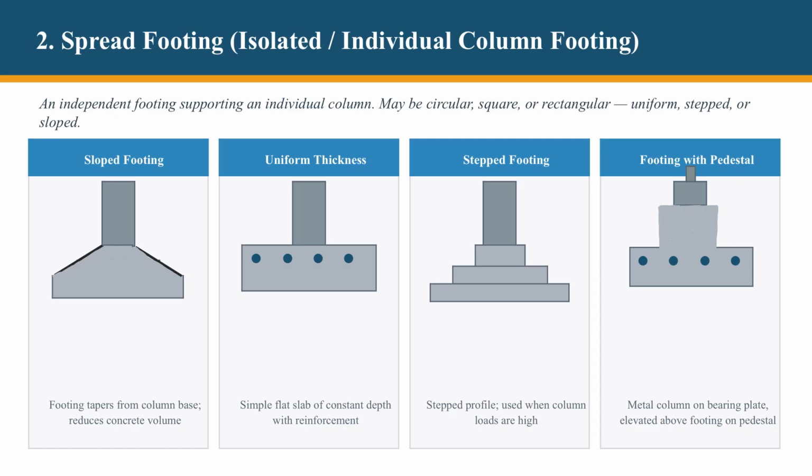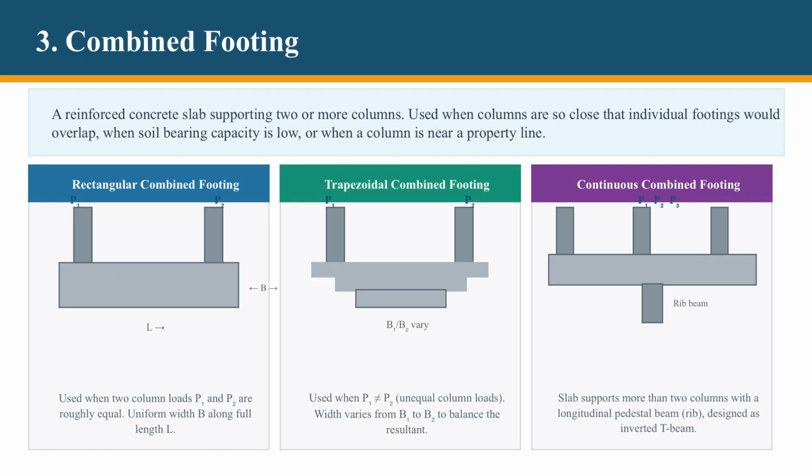Now let us move ahead to the third type of footing. Here, the third type of footing is the combined footing. What is this? When two or more columns are present close to each other and a common concrete slab is provided to support their weight and transfer it to the soil that is present beneath it.